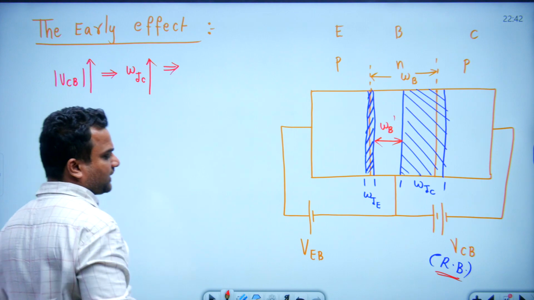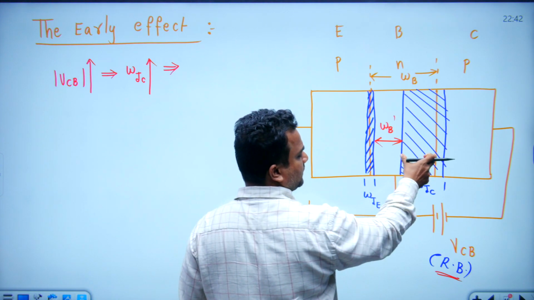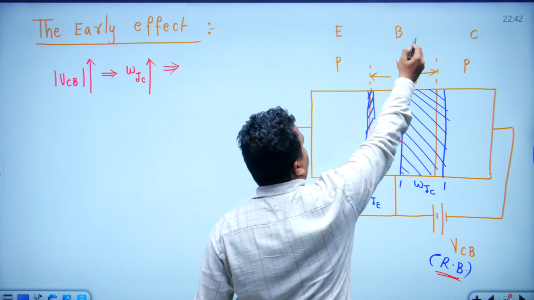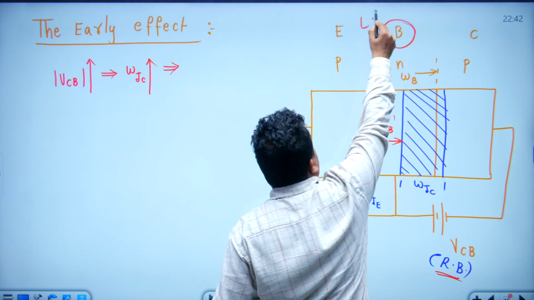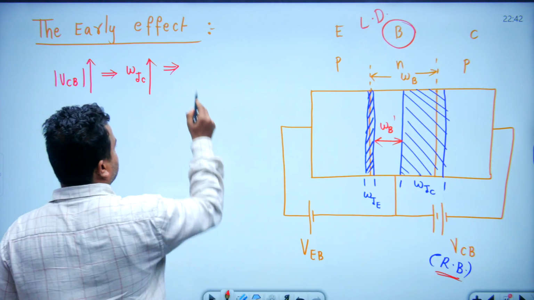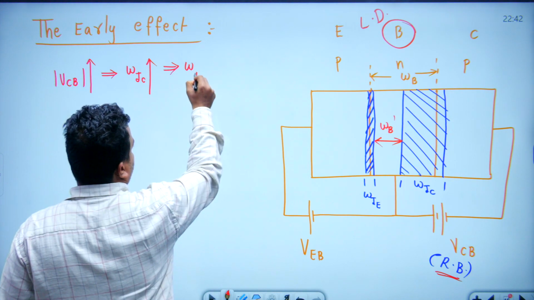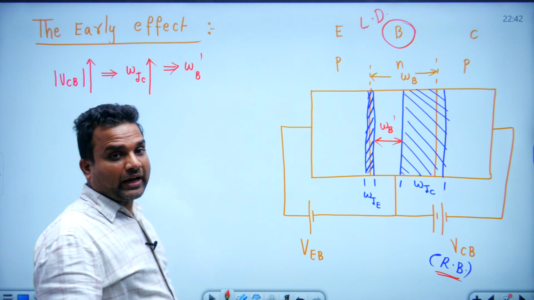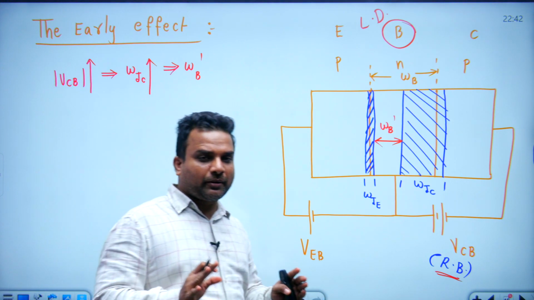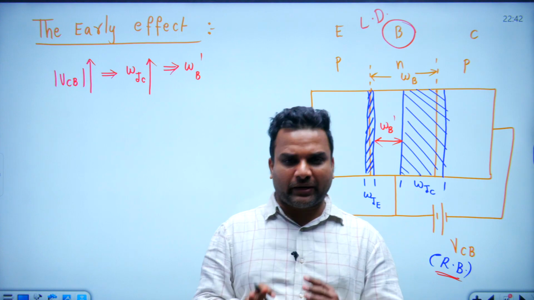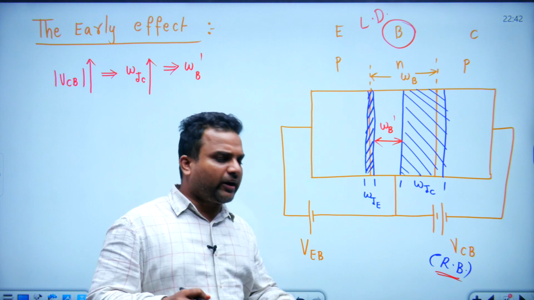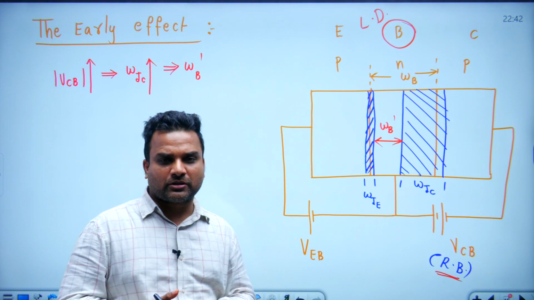As WJC increases, guys, the depletion layer width increases. It penetrates more into the base region, as the base is a lightly doped region. Hence, as WJC increases, WB dash, the effective base width, reduces. If there is a reduction in the effective base width, definitely there will be fewer recombinations.